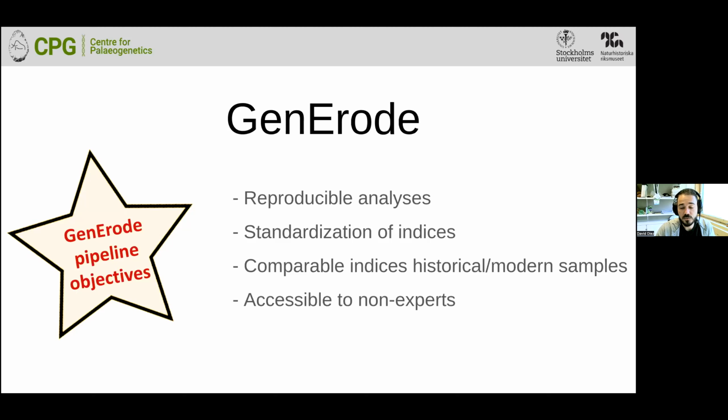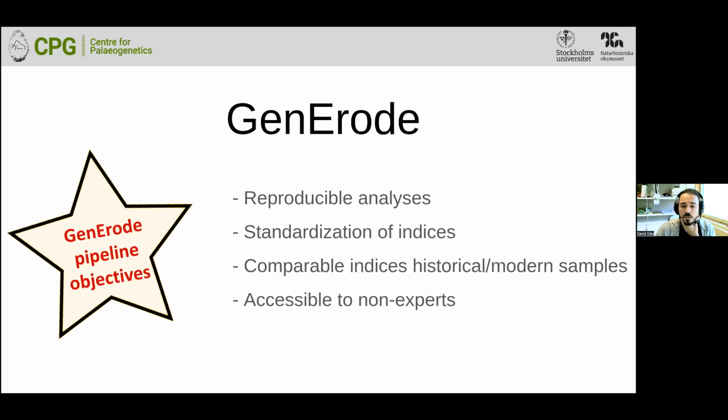And standardization is also achieved within the pipeline, because the main objective of the pipeline is to compare samples from different time points, so historical or ancient and modern samples. So that's one of the main objectives. And we want to believe that it's accessible to non-experts, so you don't need to be a bioinformatician to run the pipeline. It will be accessible for the general public or people that have no programming skills, for example.